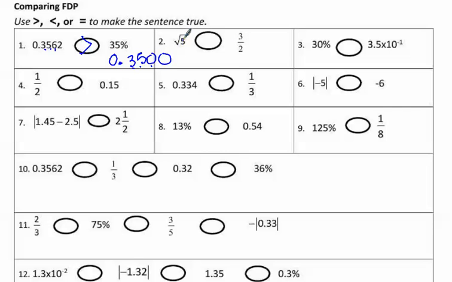Square root of 5 is approximately 2.24. 3 halves is the same thing as 1.50. Remember, you want them to the same place value. 2.24 is greater than 1.5. Let's convert each of these to a decimal. 0.30 is less than 0.35.